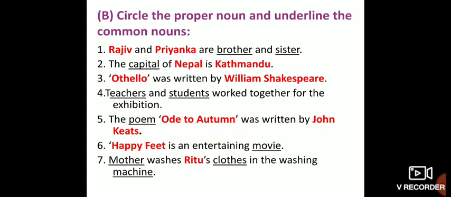Now fifth, the poem Ode to Autumn was written by John Keats. So here poem is your common noun and Ode to Autumn is a particular name of a thing that John Keats has written. So you will circle this Ode to Autumn and then you will circle this name John Keats. So both Ode to Autumn and John Keats are your proper nouns and poem is your common noun.